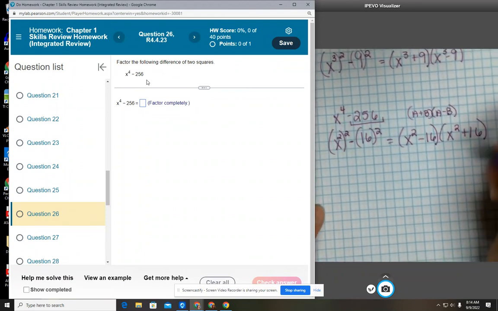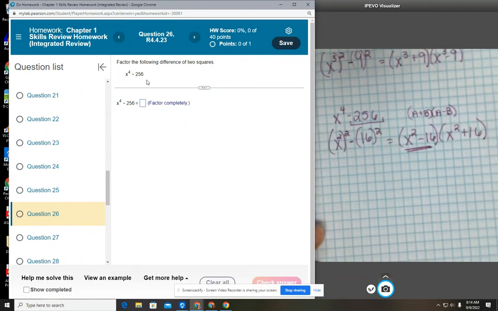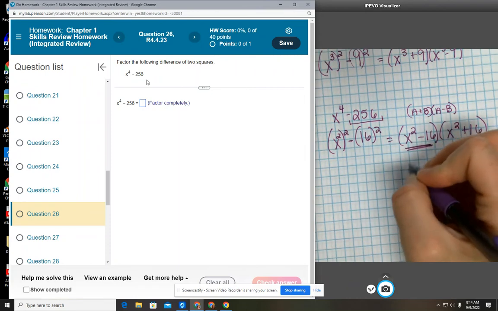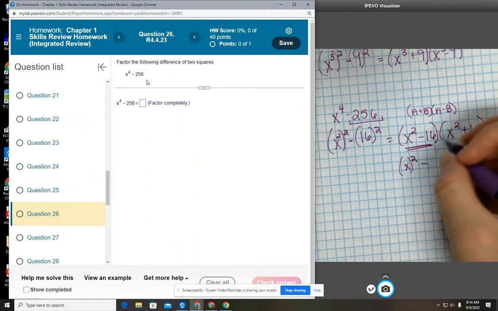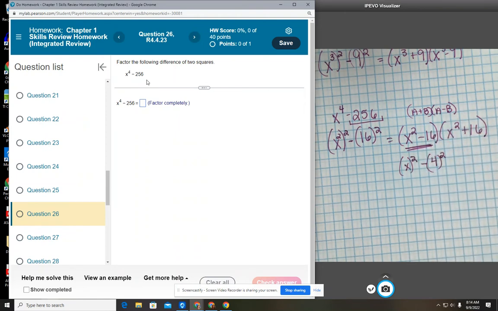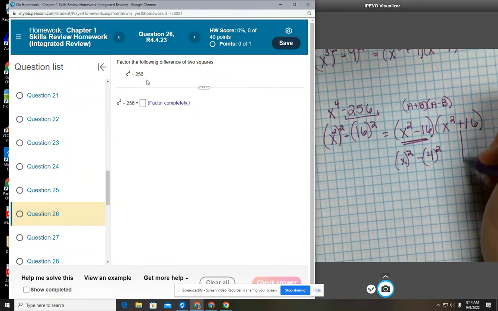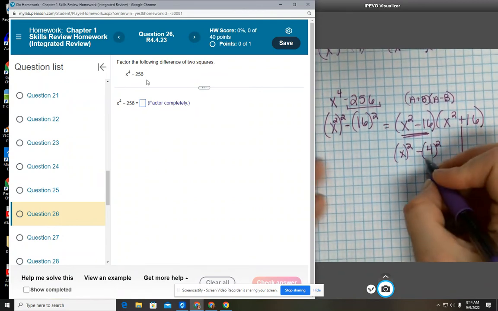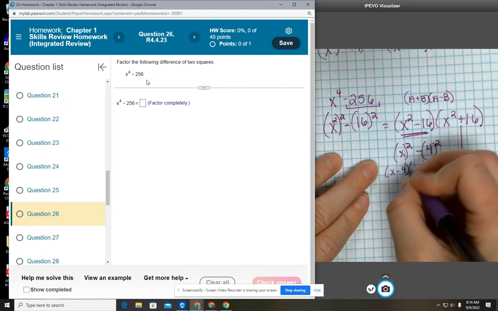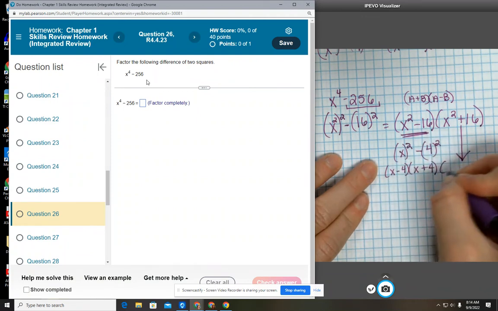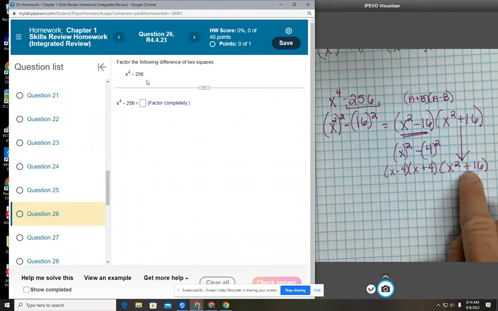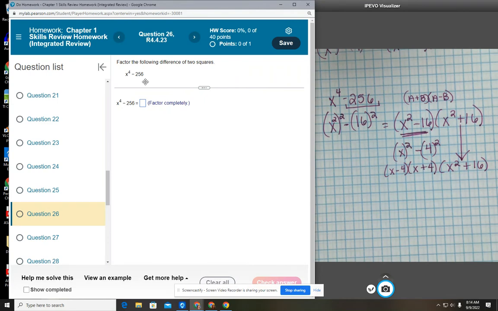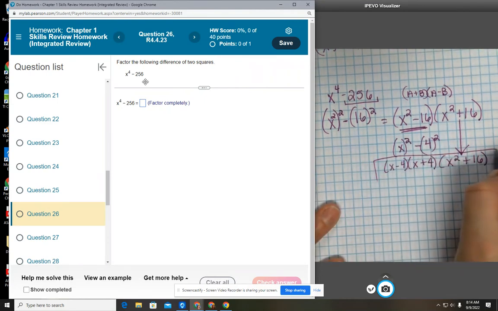Okay, and the thing about this is another difference of squares. So we've got to do it again. So this could be written as x squared minus 16 is perfect square, 4 squared. We're not going to do anything with this. We're going to actually carry it down once we factor. So this is going to be x minus 4, x plus 4, and then x squared plus 16. And the reason we can't factor this is because it's plus, it's the sum of squares instead of the difference of squares. So this would be our solution.